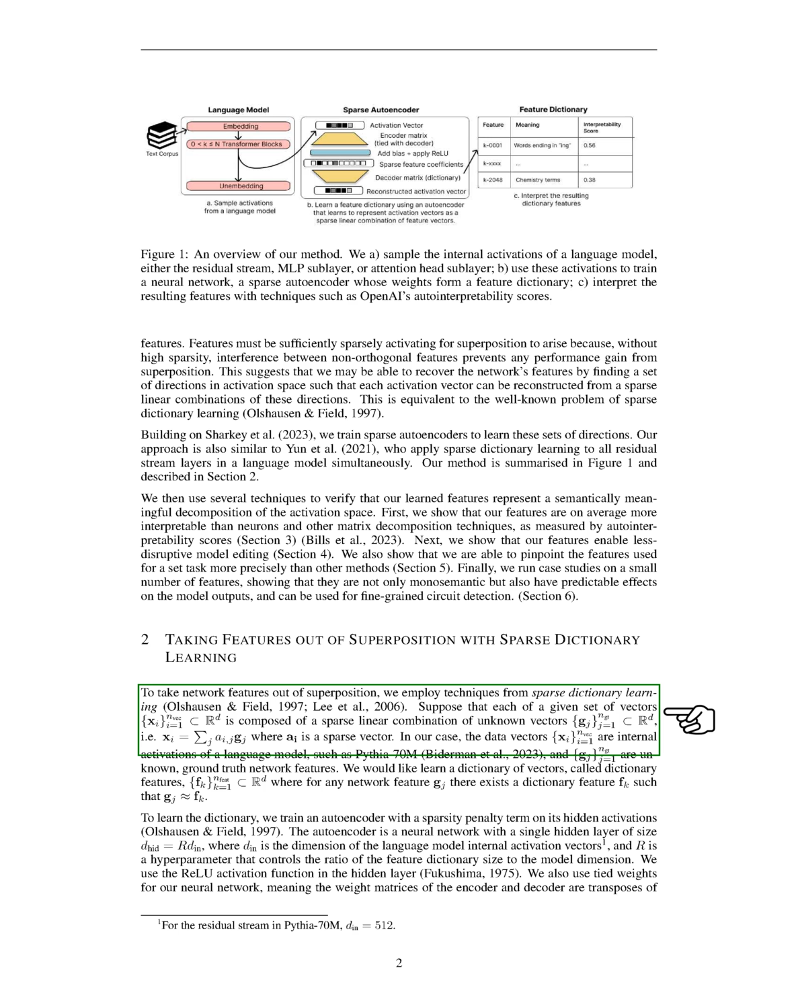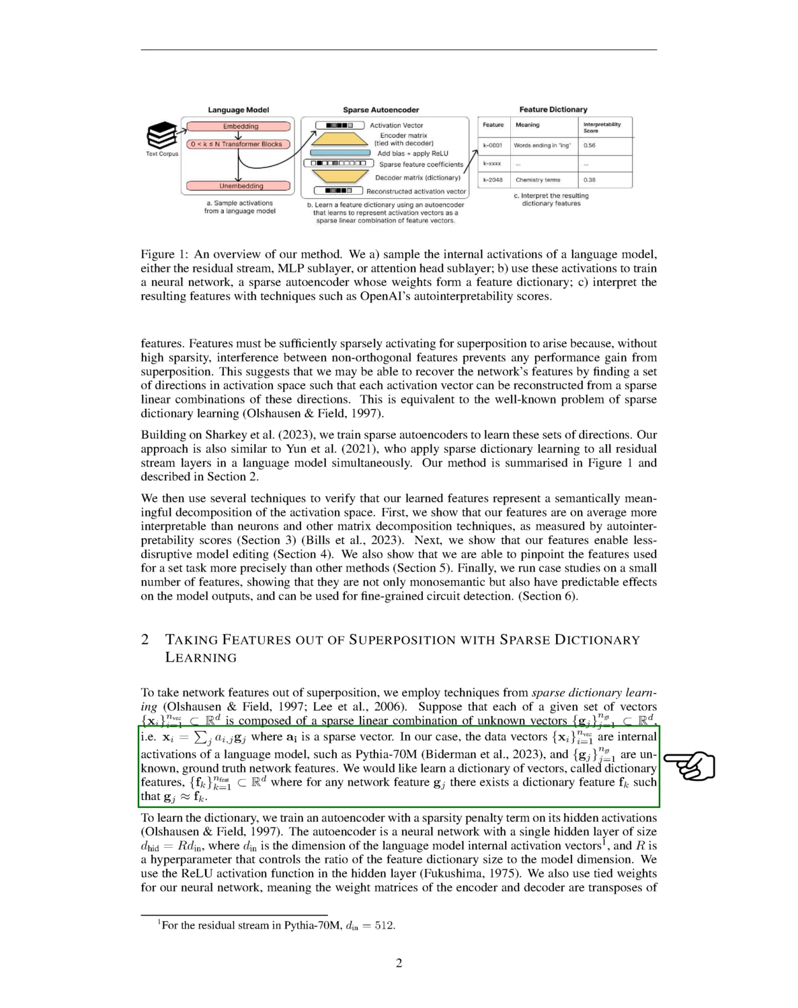To extract network features from superposition, we use techniques from sparse dictionary learning. We assume that each of a given set of vectors is composed of a sparse linear combination of unknown vectors. In our case, the data vectors are internal activations of a language model, and the unknown vectors are the network features we want to discover. We aim to learn a dictionary of vectors, called dictionary features, where for any network feature, there exists a dictionary feature that approximates it.